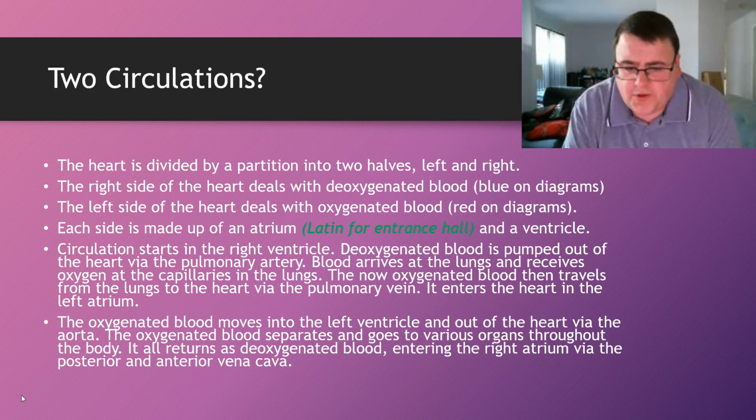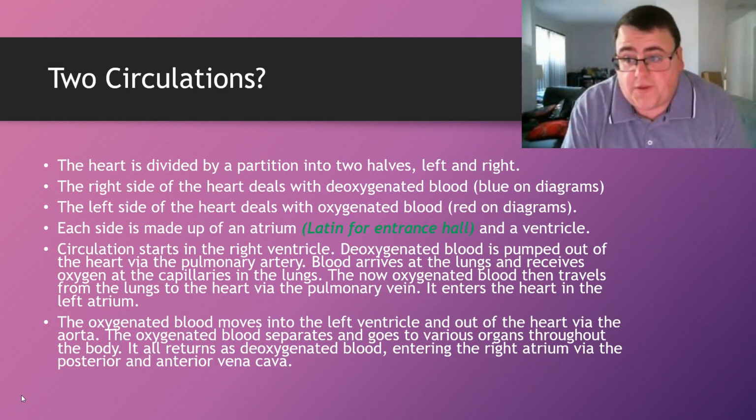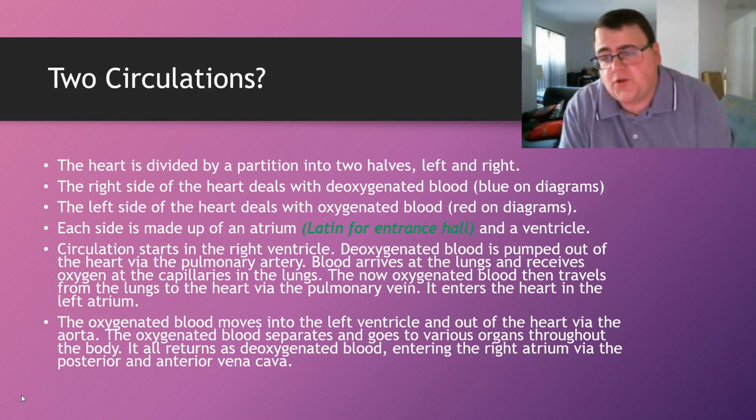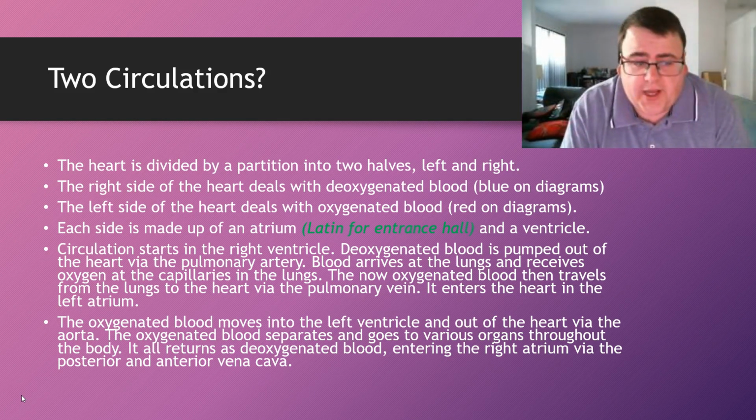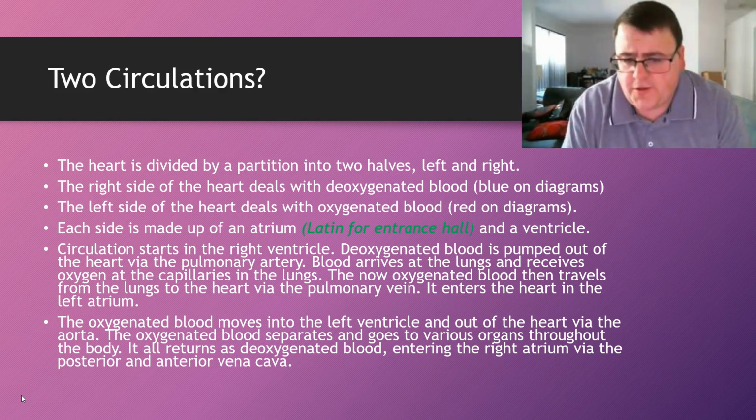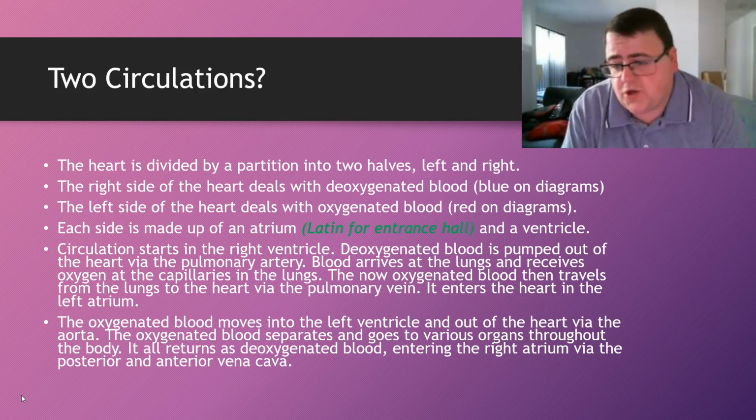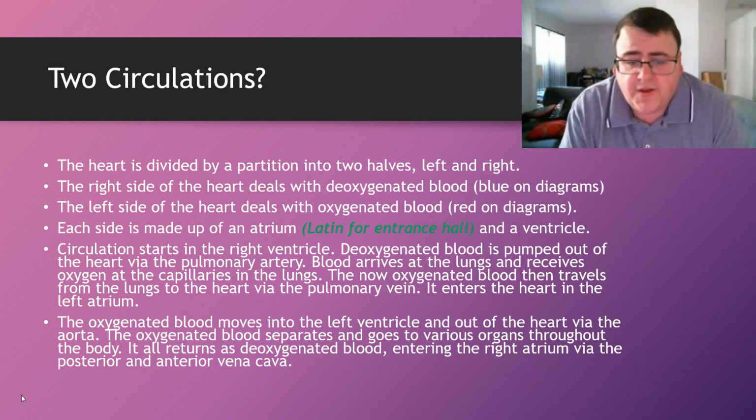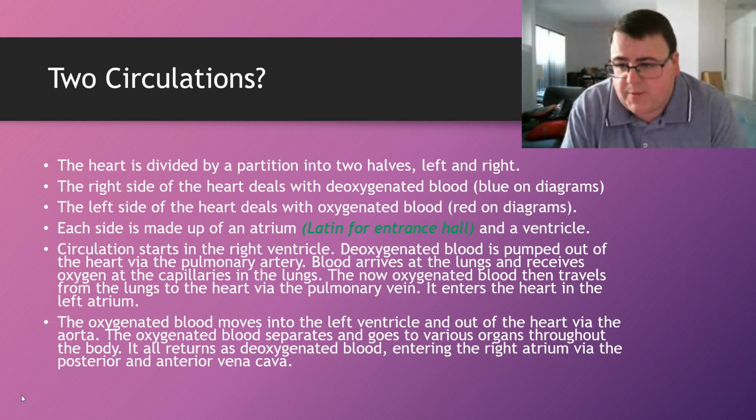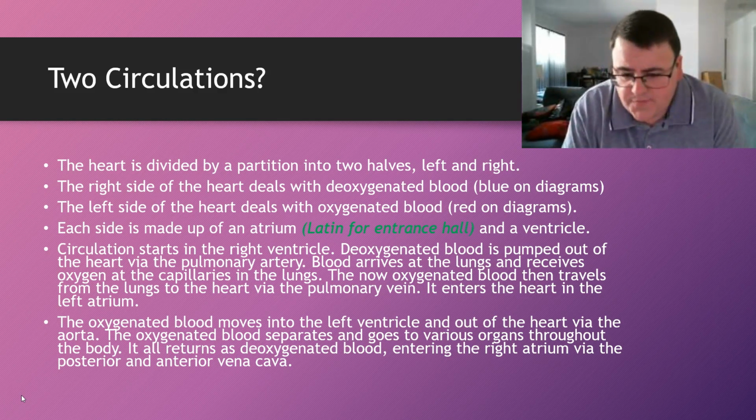Now I'm not going to go too much through this slide on this page. We're going to talk about it more on the next page, which is the diagrams. Know that yes, there is technically 2 circulations because the heart is divided in 2. We've got deoxygenated blood, which is shown in blue on diagrams. It's not really blue in real life. Oxygenated blood in red. In each part of the heart, we've got an atrium and a ventricle. Atrium is the Latin word for entrance hall, so that's where blood enters the heart.